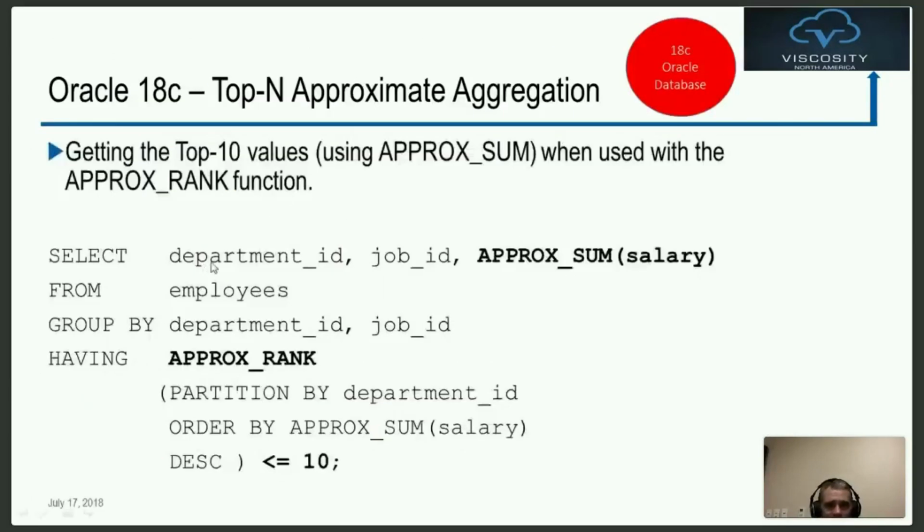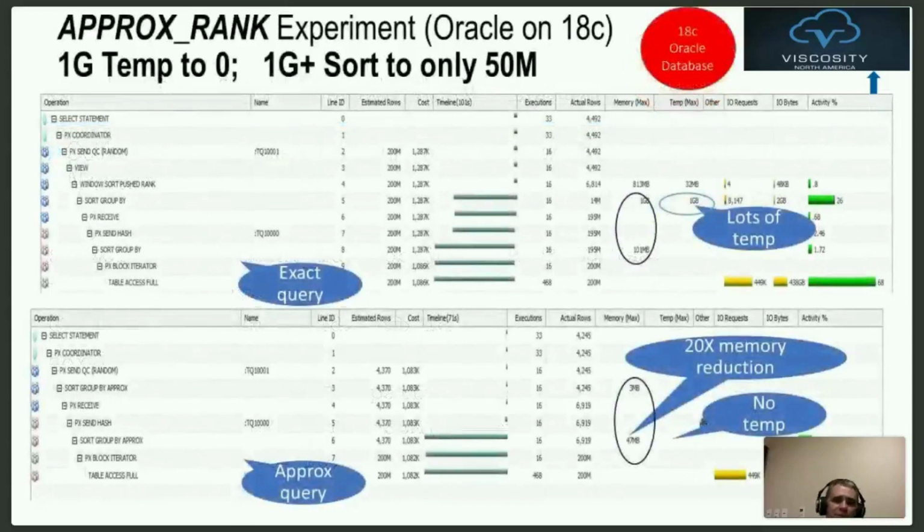And here's an example, top 10 values. I'm going to do the approximate sum of salary, but I want the rank, and I want it a certain way, and I want the top 10. Very, very helpful. But the biggest help with approximate, and I told you there was a big benefit in the background, now I'm going to actually show you what that benefit is.